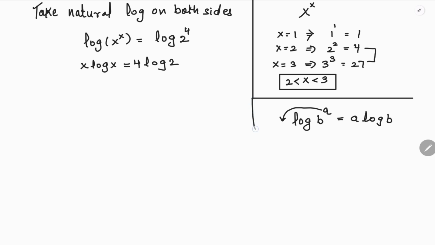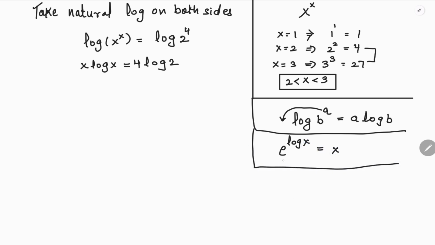Now one more formula I know, and that is that e raised to power log x can be written as x. Okay, that means x can be written as e raised to power log x. And why am I doing that? I am doing this to use the Lambert function. First of all, let me write x as e raised to power log x, times log x, is equal to 4 log 2.